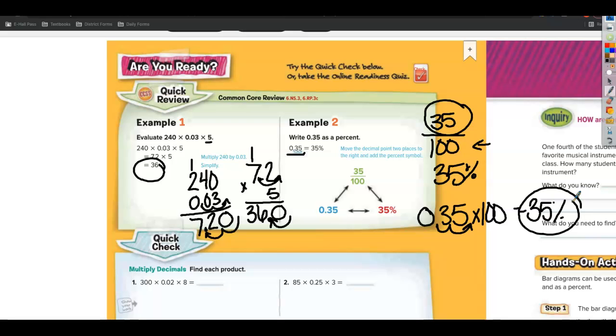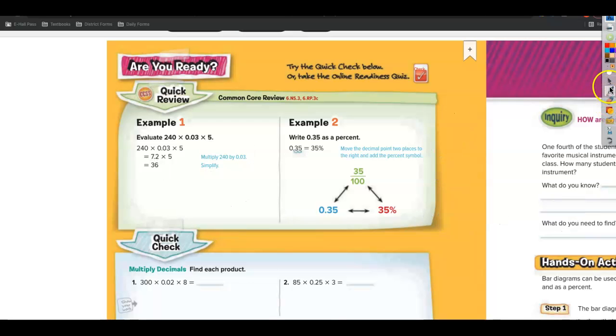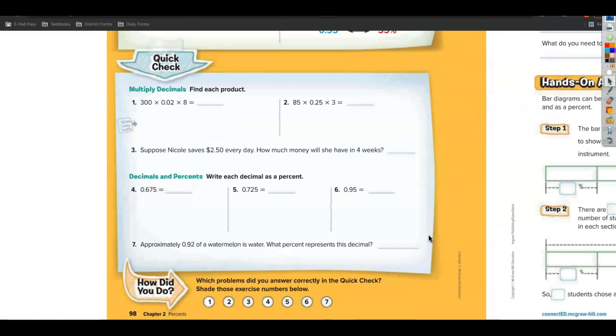Like I said, I'm now going to have you do the bottom half of this, the quick check. So you will do numbers 1 through 7, and then stand quietly when you're finished.